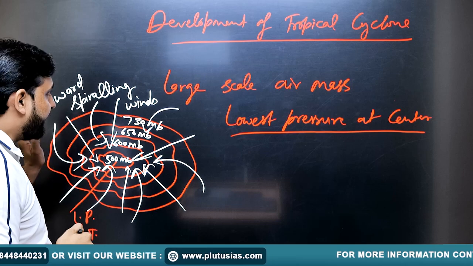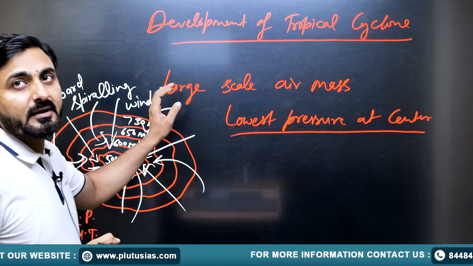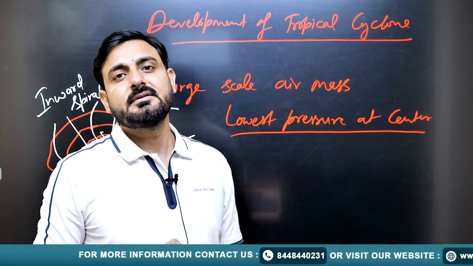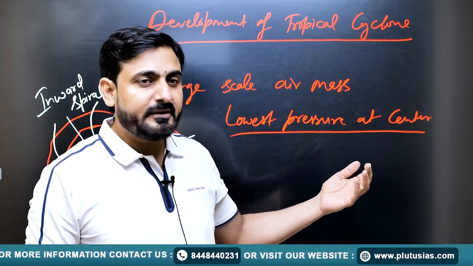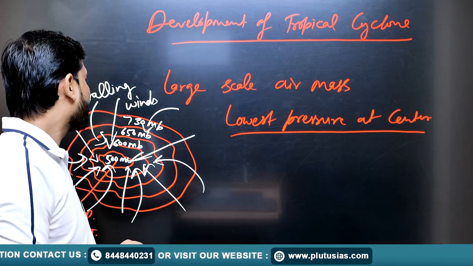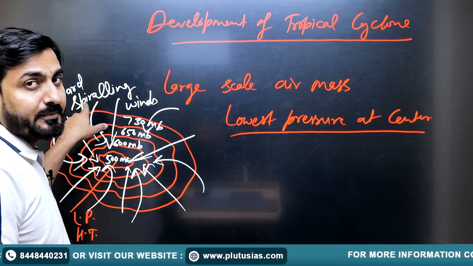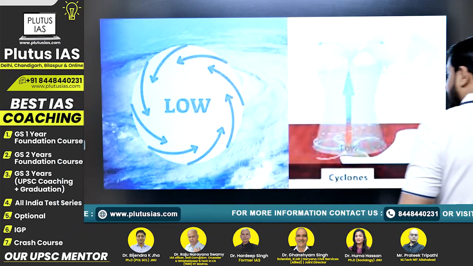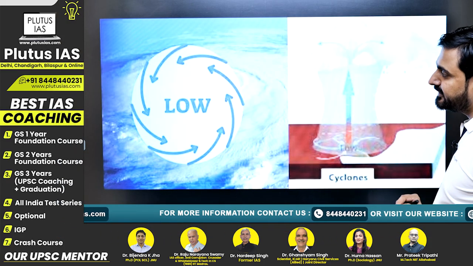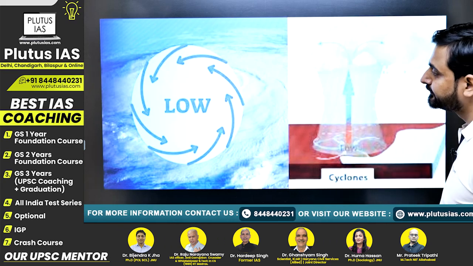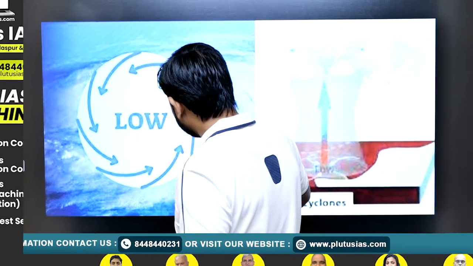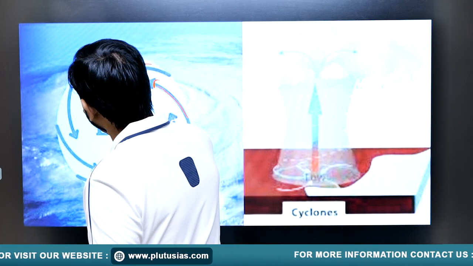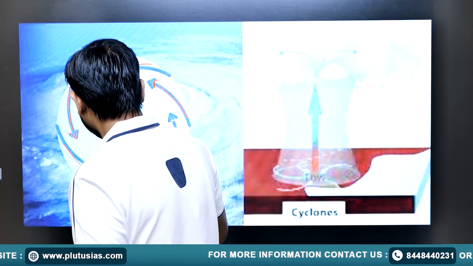So, cyclone is nothing but large scale air mass having lowest pressure at the center and away from it generally higher pressure. This is characterized by inward spiraling winds. Here in this diagram you can understand, you can look it in better way. So these inward spiraling wind continuously aggravated the monsoonic phenomena or conditions.